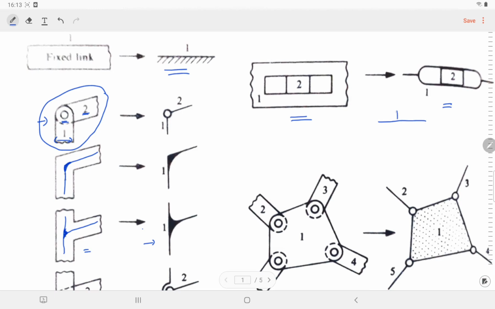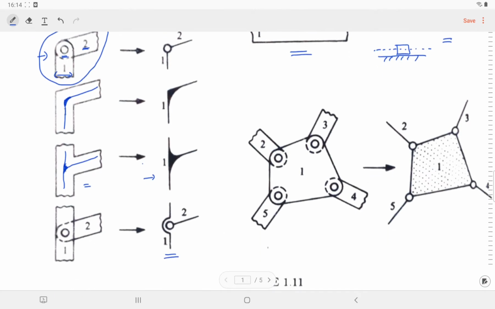So this is a fixed one. In case link 1 is fixed, then I will put it like this, and I will put a dashed line to represent in which direction the slider is going to move. It's not necessary that I put this line. I only have to put this line if it is a fixed link; otherwise I can just put the line like this, and that will be another link.